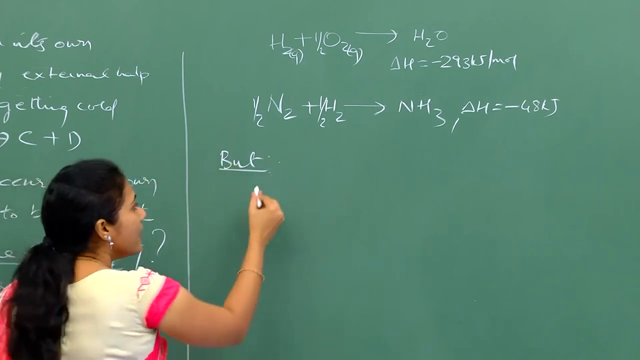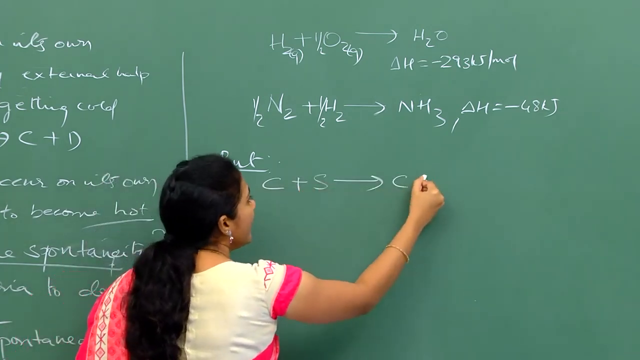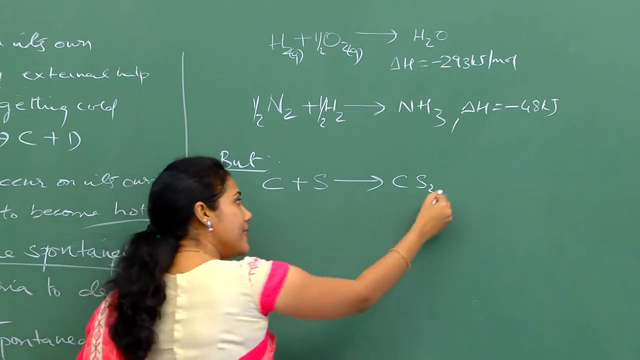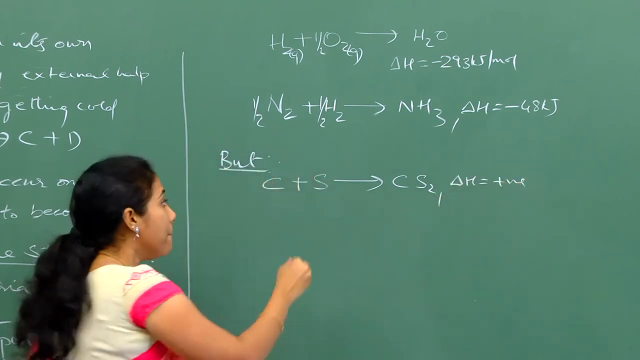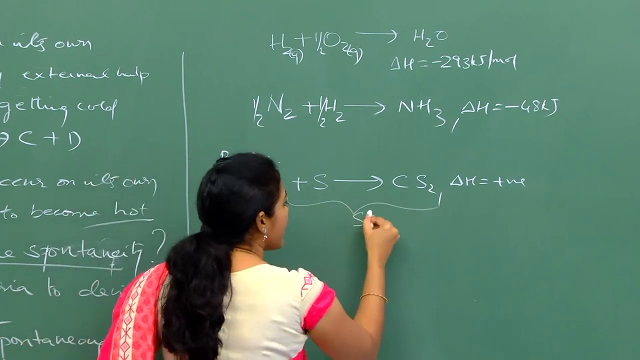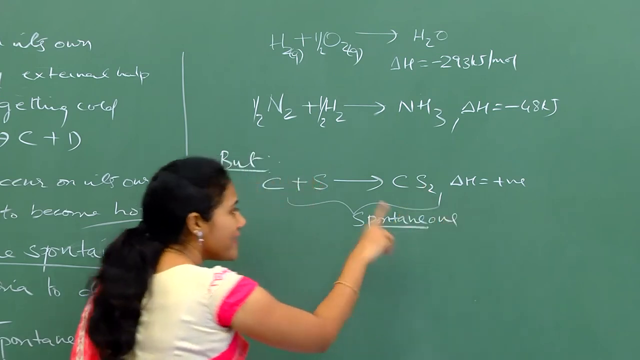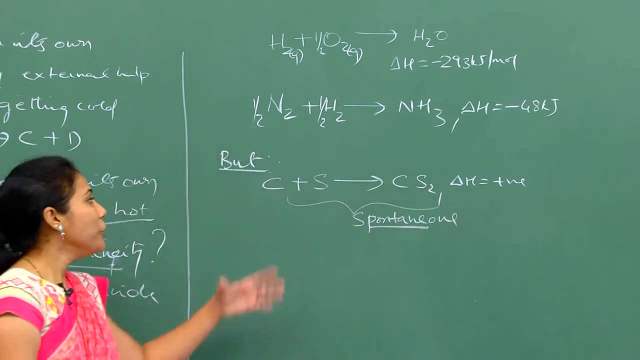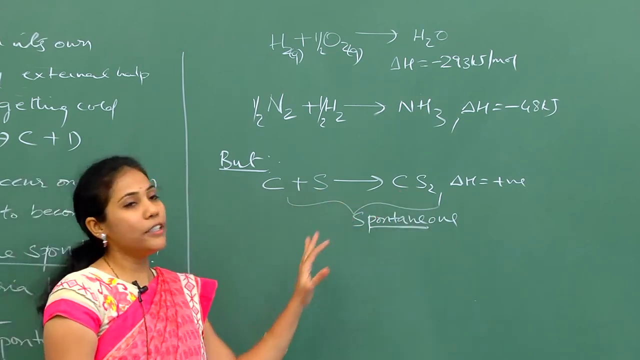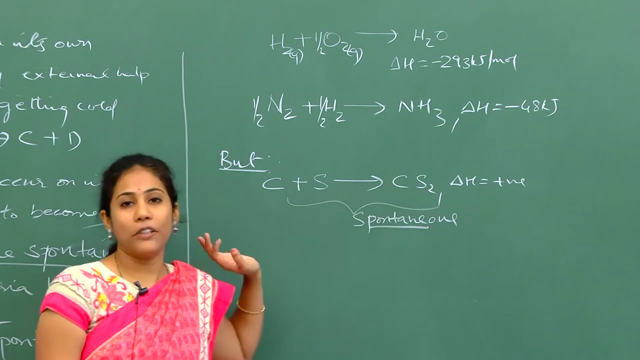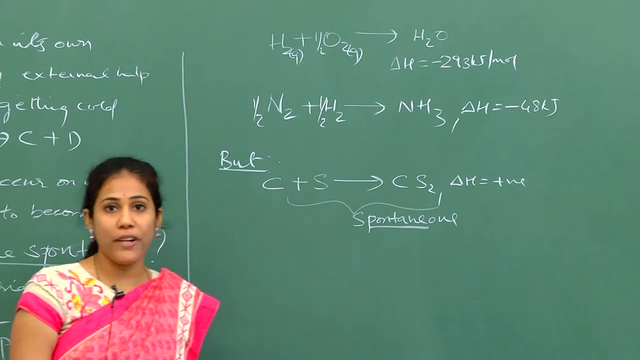The problem is there is a reaction called carbon plus sulfur giving CS2. This reaction's enthalpy is positive, it is not negative, but still it is spontaneous. Practically we can prove that this is a spontaneous reaction. That means you need not struggle for conducting this reaction. No energy is required from outside. It can automatically happen on its own. But what is its delta H value? It will be a positive value.